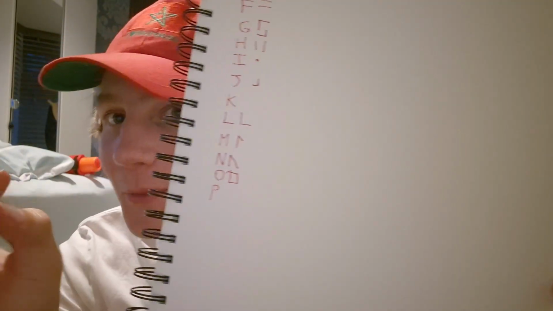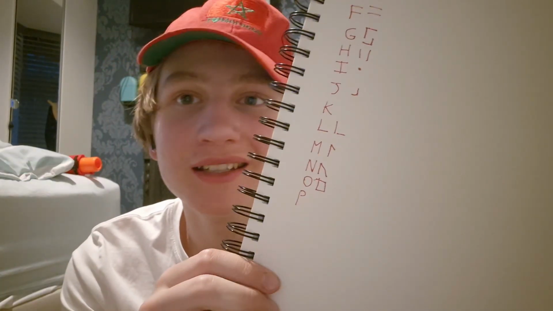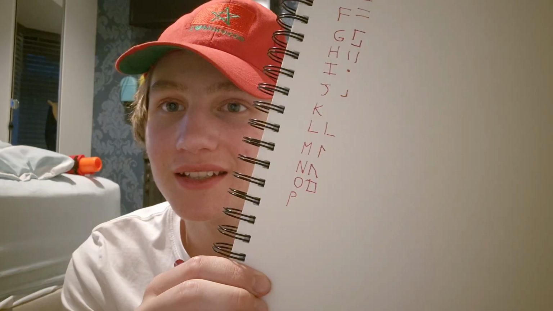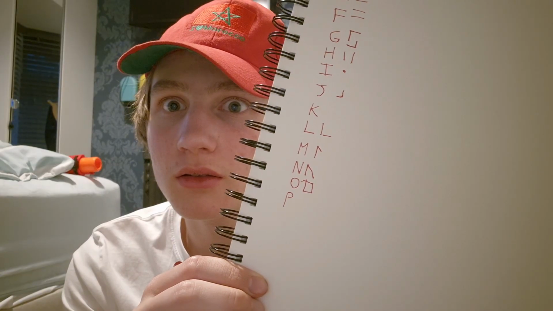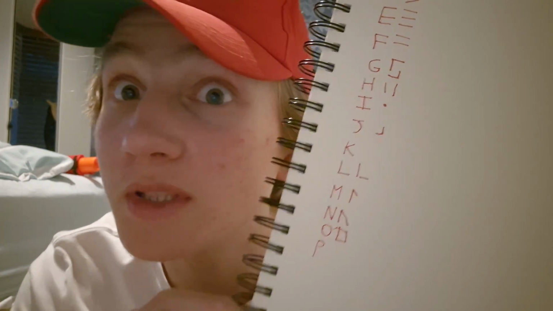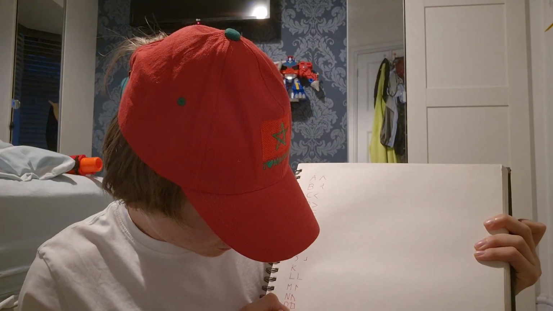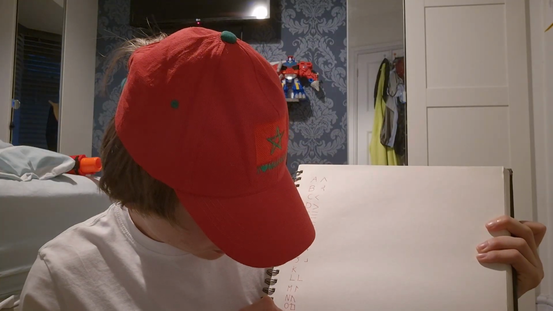So P looks like this. Once again, it's a D on a stick. And what was D? It was the little thing. So we'll do a small D, and then a vertical line. That actually looked kind of tough. That's pretty cool.